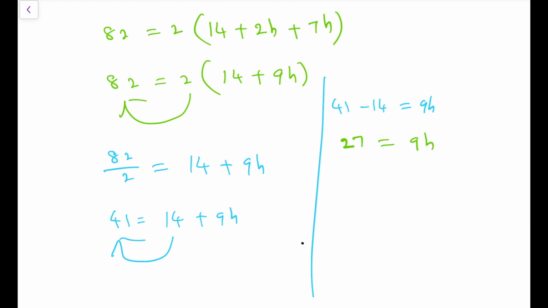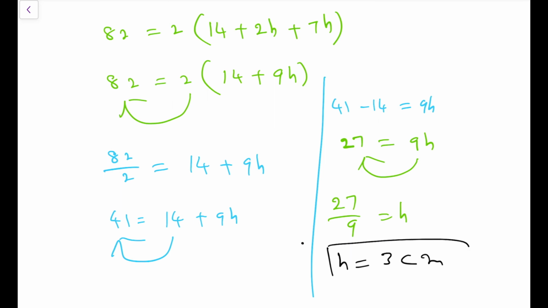9h is nothing but 9 into h, right? So take this 9 to this side, then that multiplication will become division. 27 divided by 9 equals h. So h value will be 27 by 9, 3 centimeters. So height of the cuboid is 3 centimeter.